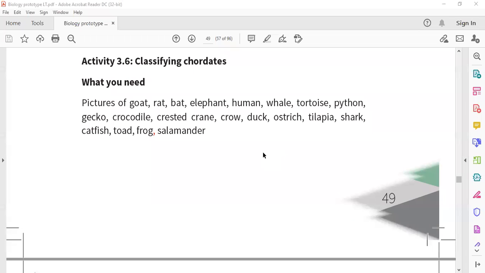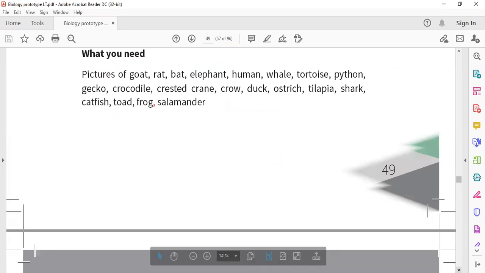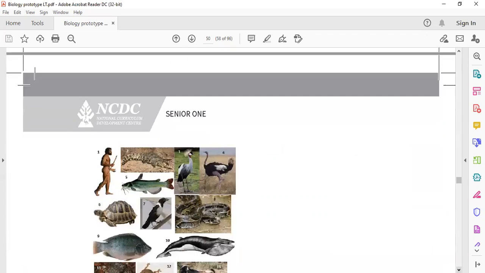What you need are pictures of a goat, a rat, elephant, human, whale, tortoise, python, gecko, crocodile, crested crane, crow, duck, ostrich, tilapia, shark, catfish, toad, frog, or salamander. And I'm sharing those pictures so that you can also take a screenshot.